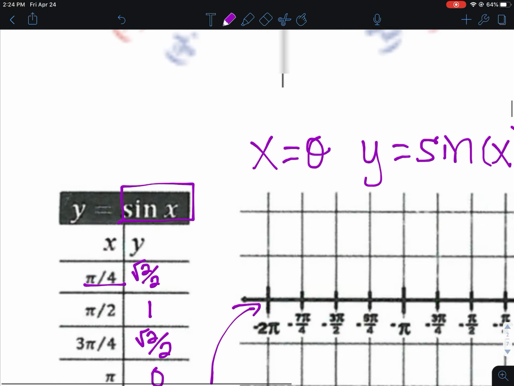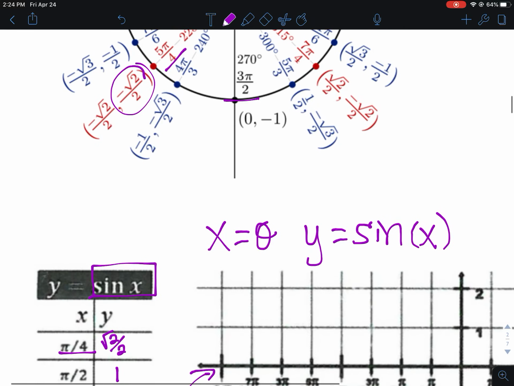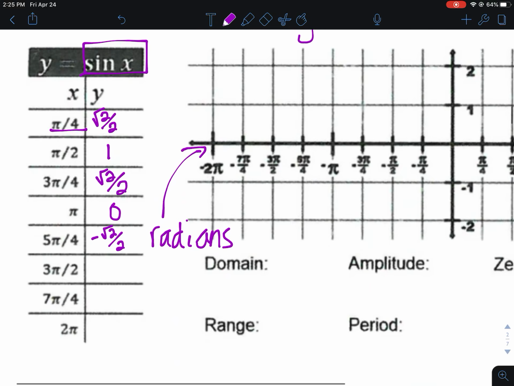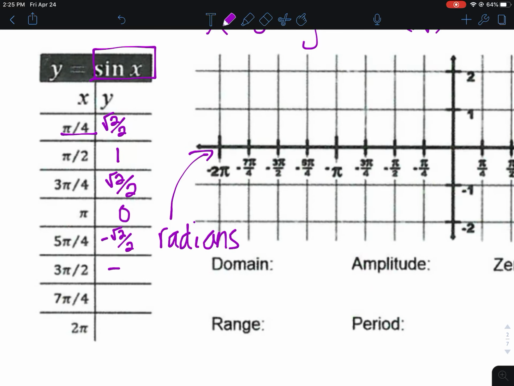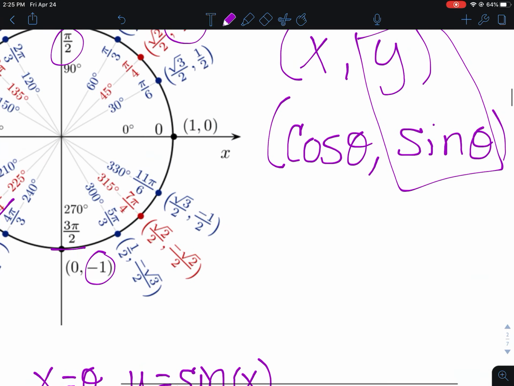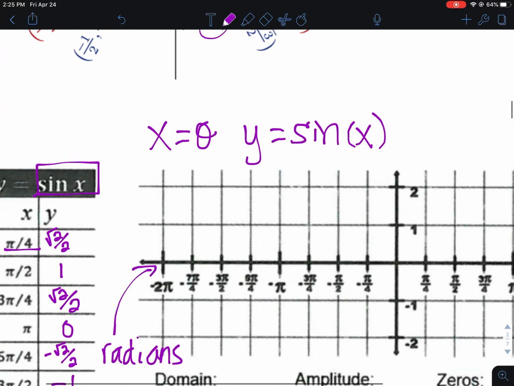At 3 pi over 2, the y value is negative 1. At 7 pi over 4, again, we have negative radical 2 over 2. And then at 2 pi, we have 0 again.